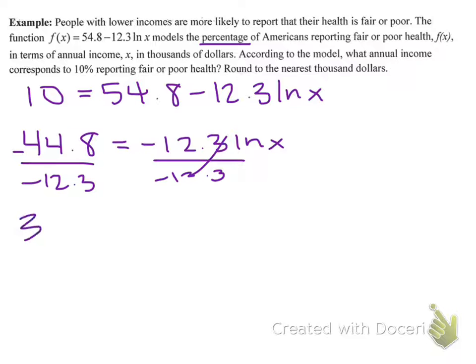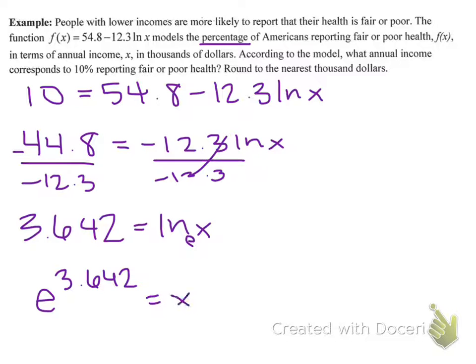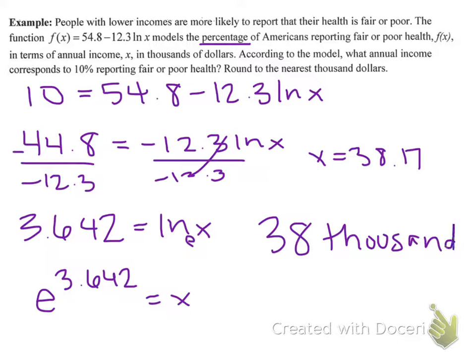When I do that, I get 3.642. And I'm in log form. My only option is to do the opposite, which is putting it in exponential form. So remember I have an e here. So this is e to the 3.642 equals x. Use your calculator, you raise e to the 3.642, and you get x equals 38.17. The directions say to round to the nearest thousand, so we would say this is $38,000. Okay, again, fairly easy word problems. They give you the word problem, you just have to plug the number into the correct spot.